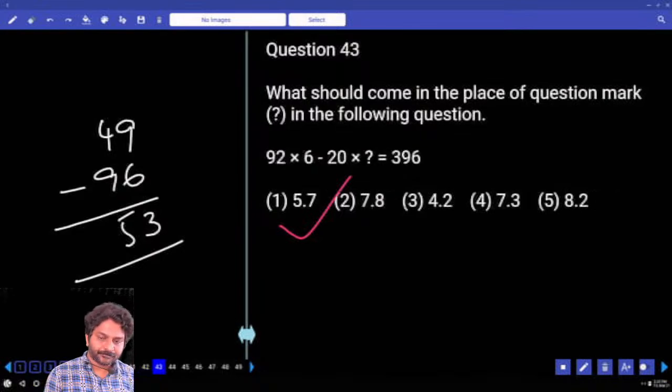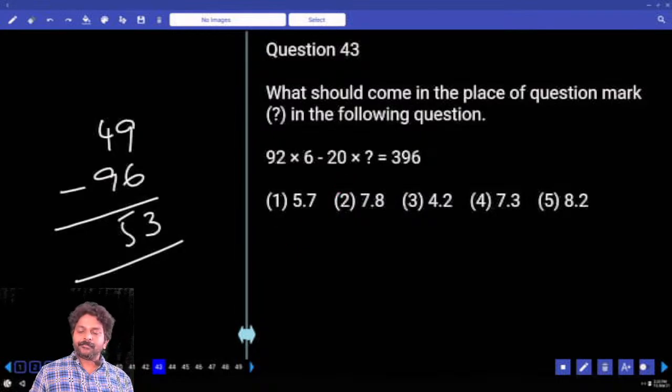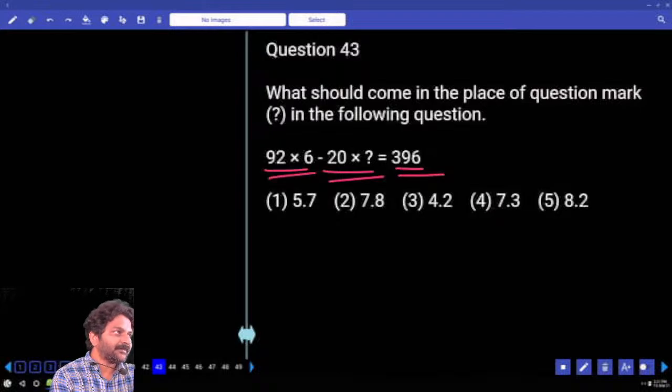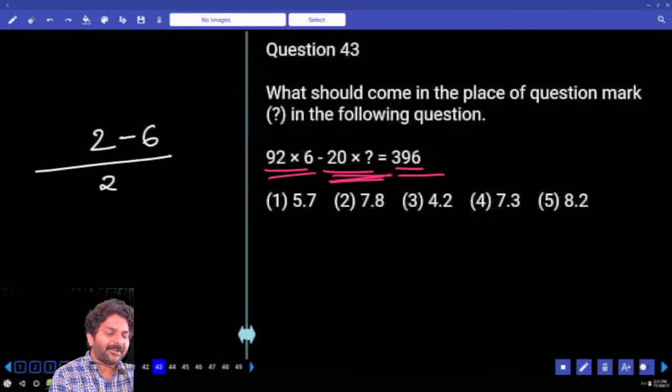Done? Is it done? Minus 20x goes to the other side and this number comes to left hand side. Is that okay for you? 92 into 6 ends with. Right hand side number comes to left hand side and becomes minus 6. That is equal to 20x, right? Then x is equal to this number divided by 20 only.